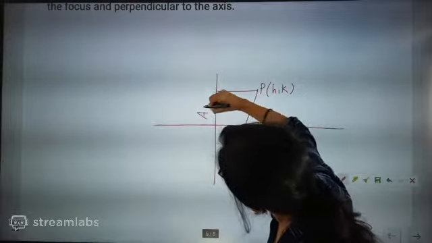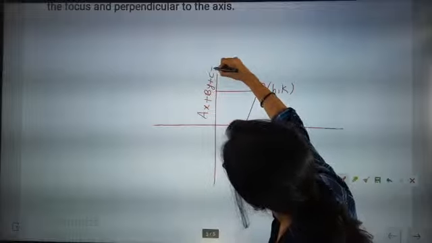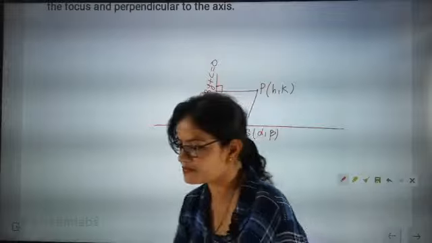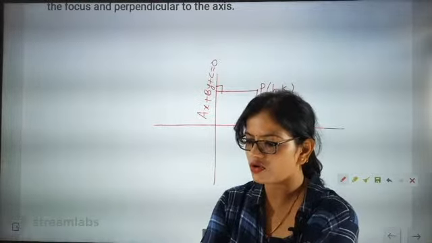Equation of this line will be ax plus by plus c equal to 0. Now this is the perpendicular one. Okay. Till here, anything understood, or did it go out of your brain?